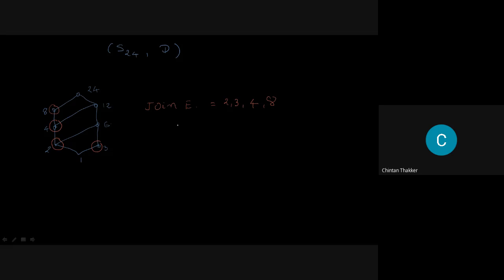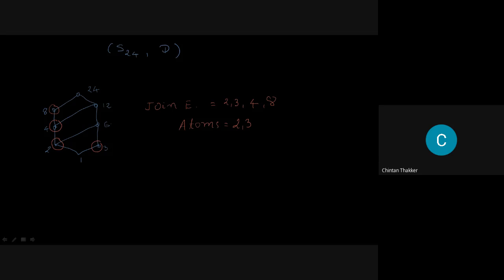And which are the atoms? Which are the atoms from these four? Atoms are 2 and 3, since 1 is covered by 2 and 3. So 2 and 3 are atoms of S24.